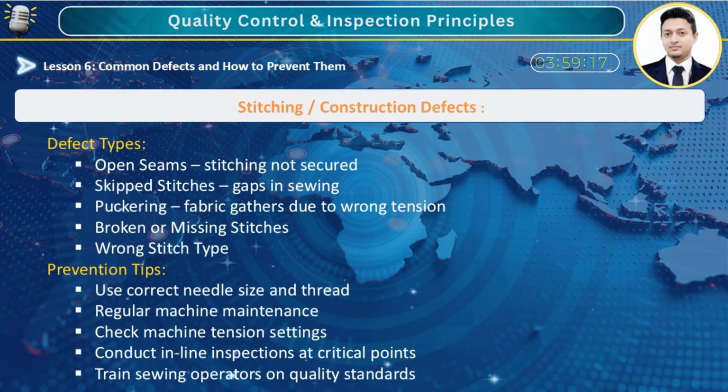Stitching or construction defects. These include open seams where stitching isn't secured, skipped stitches that leave gaps, puckering caused by incorrect tension, broken or missing stitches, and sometimes even the wrong stitch type. To prevent these, use the correct needle size and thread. Maintain machines regularly. Check machine tension settings carefully. Conduct inline inspections at critical points. And ensure sewing operators are well trained in quality standards.